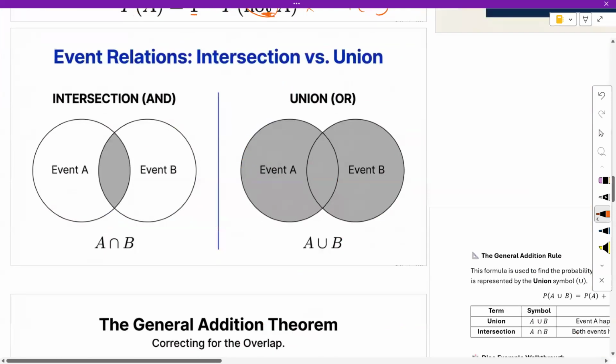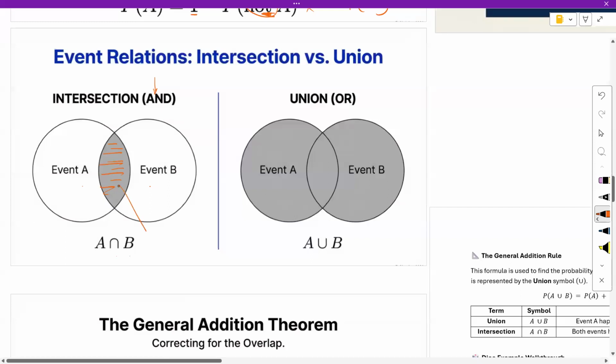Now let's see the event relation: intersection versus union. Intersection means event A and event B overlap. When we experience intersection, we have to apply AND logic, and we write it like this: A intersection B.